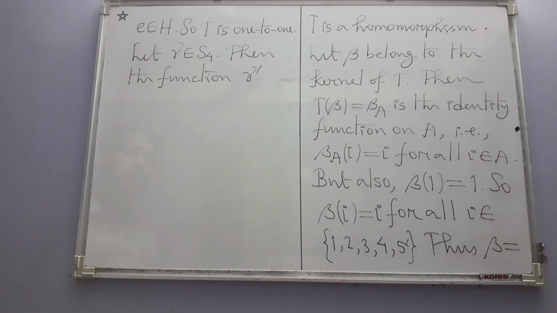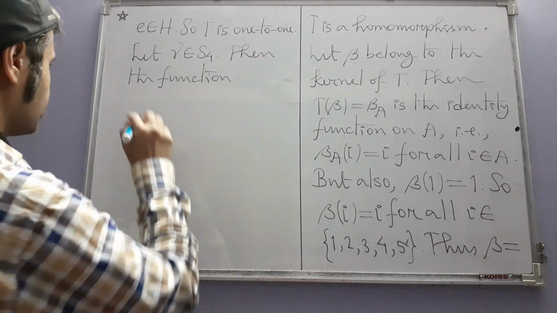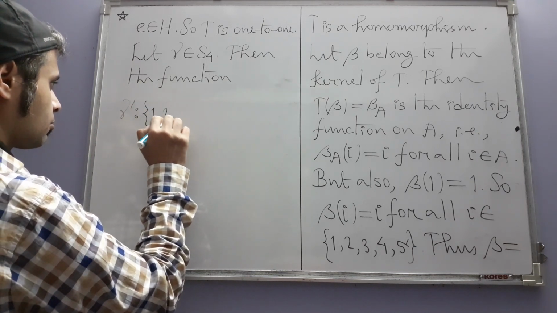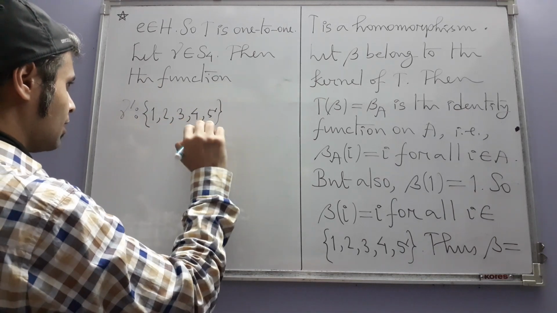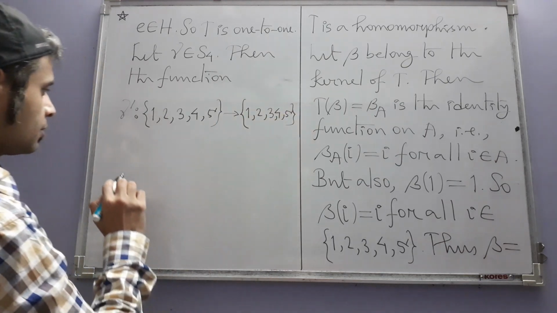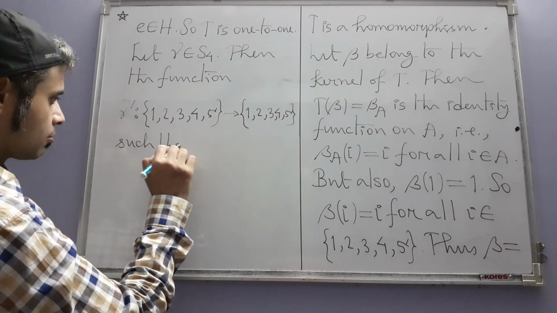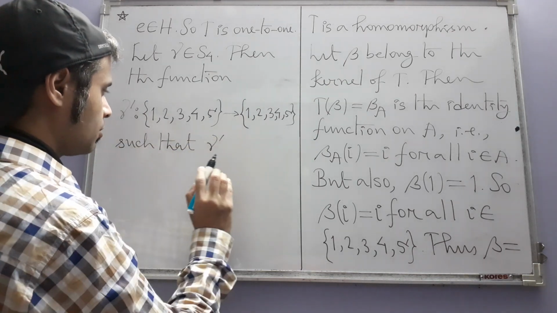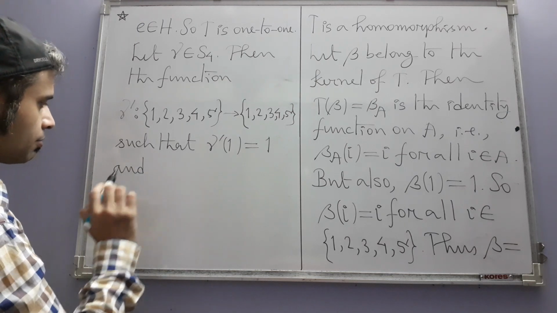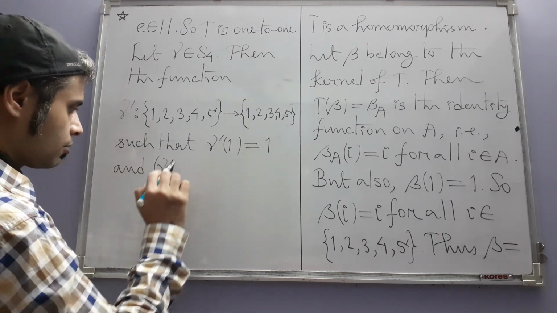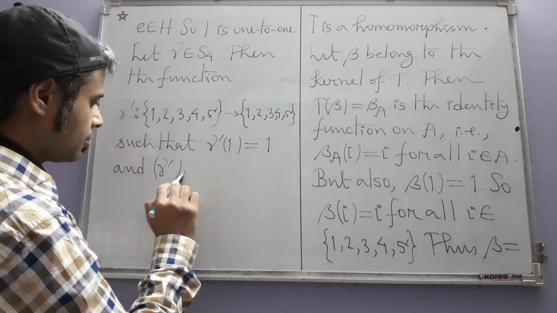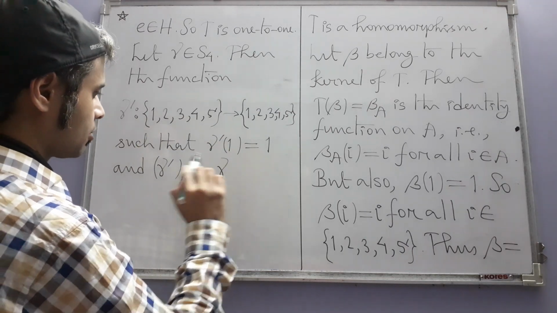Then the function gamma prime, let me just write like this: gamma prime from 1, 2, 3, 4, 5 to that same set, such that gamma prime of 1 is equal to 1 and if we restrict gamma prime to A, that means to this part, it is gamma.